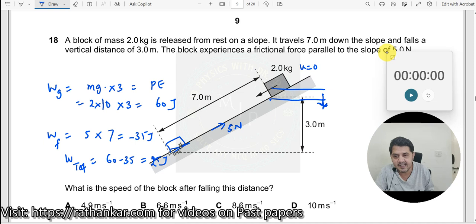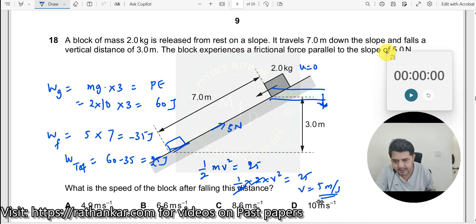Now, how is this energy stored in it? It is already coming out with a good speed over here, right? So therefore, I can say half mv square is equal to 25. Now, what is m here? 2. So I'll substitute the values. Half into 2 into v square is equal to 25. 2 cancels. So v should be equal to 5 meter per second. So the answer is 5 meter per second. Closest is 4.9 because we have taken g equal to 10. So this will be the right answer.